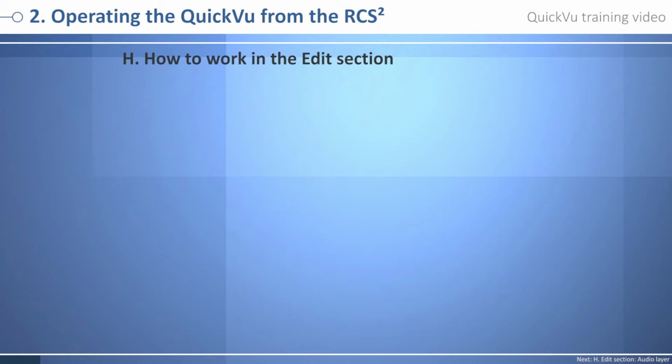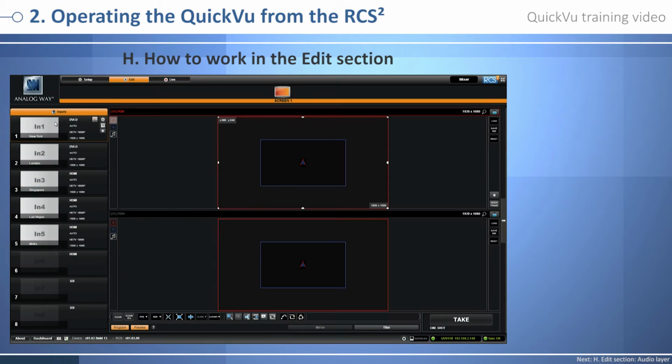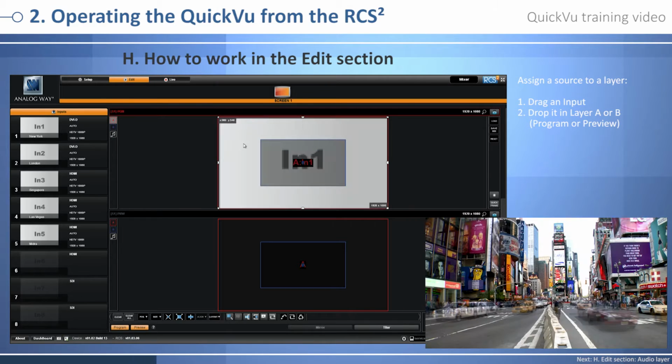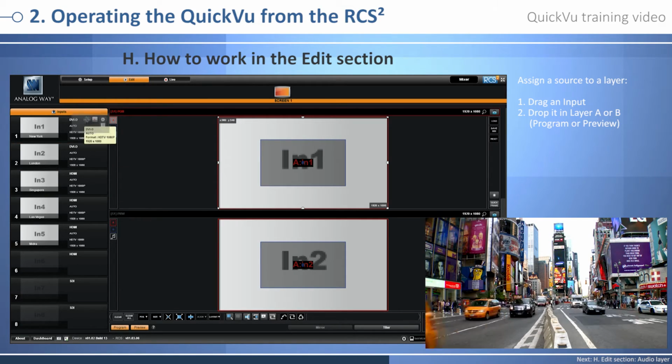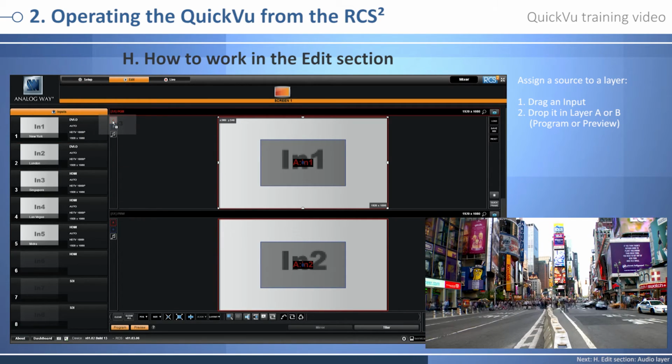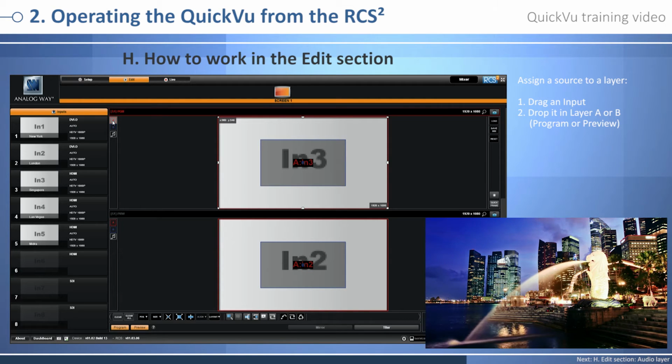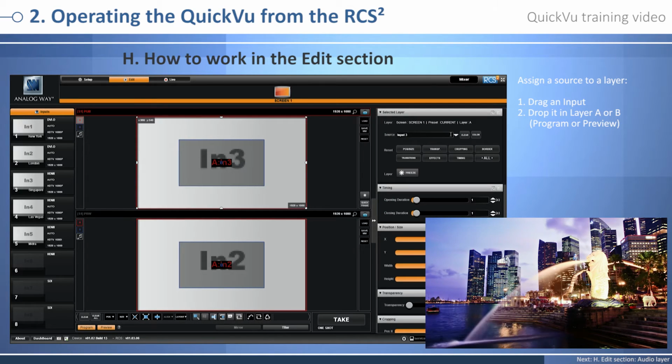How to work in the Edit section. Assign a source to a layer. To display an input into one of the available layers A or B, simply drag and drop the input from the left column to the layer on the chosen screen. You can assign or change the inputs directly on program as well as preview. Tip: you can also drag and drop the source to the small colored layer identifier on the left side or select a layer and select its source in the right side panel.